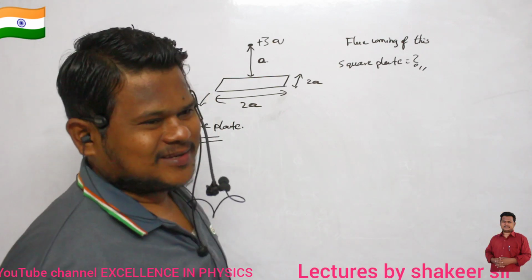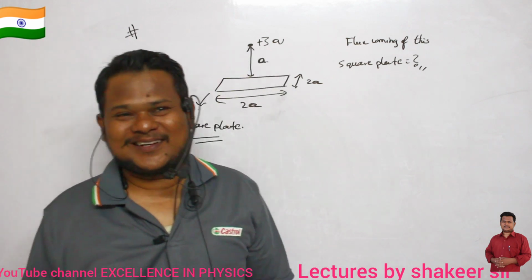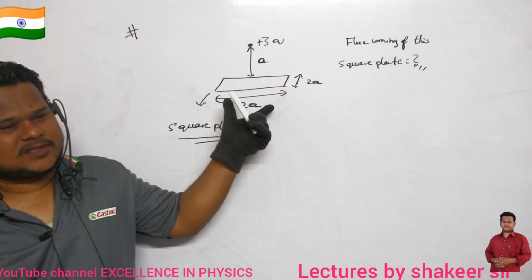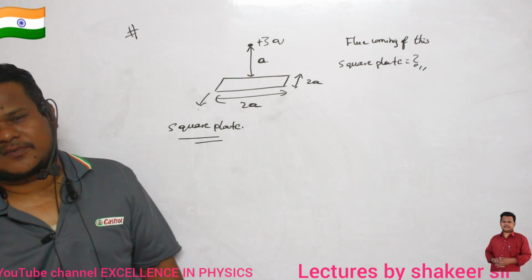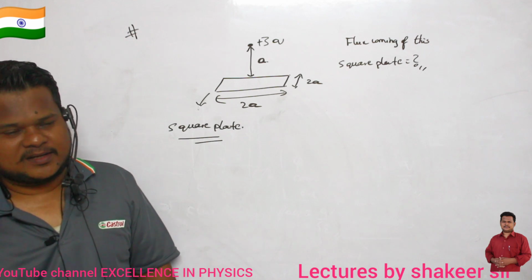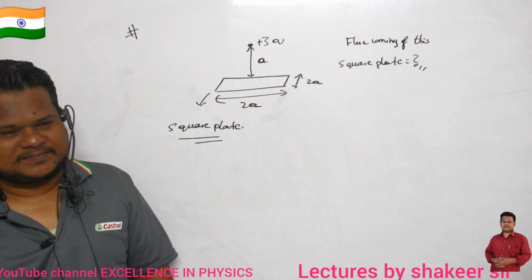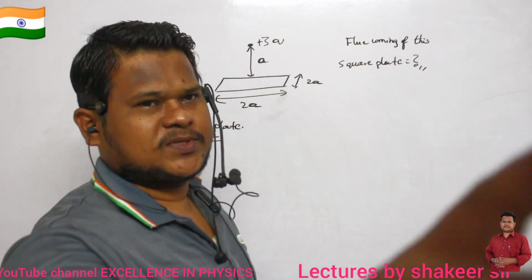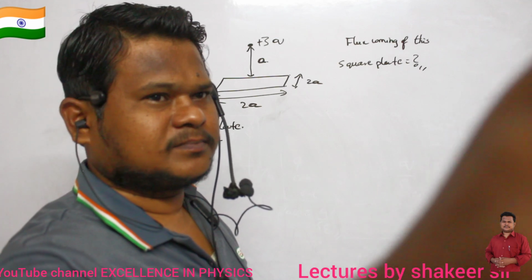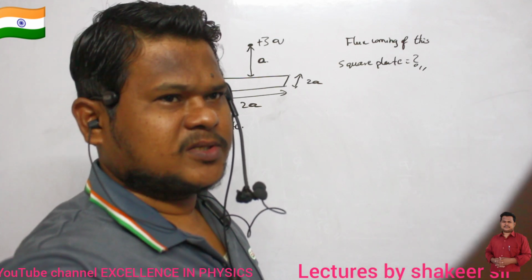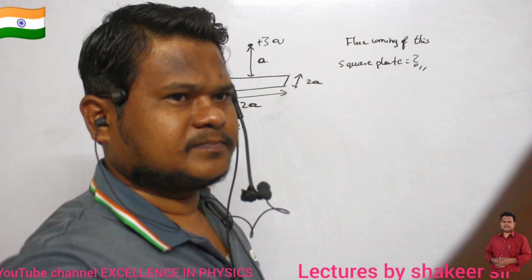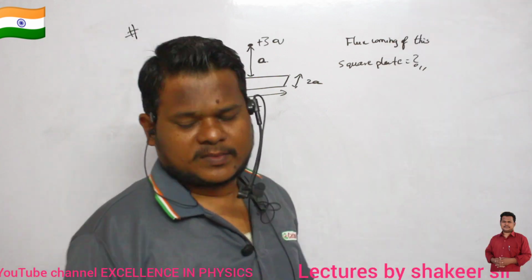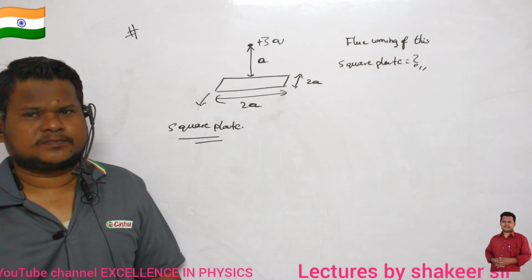Oh yes, definitely you can draw a Gaussian surface. Clear, ma? So I want the flux coming out of this square-shaped plate. How much is it? That is the question. How can I calculate? Anybody? Students online? Dikshit, you are very late. Okay, ma? How can I calculate?